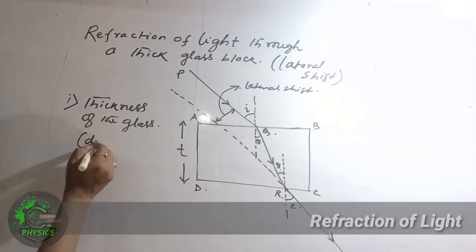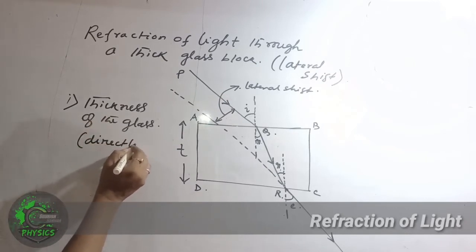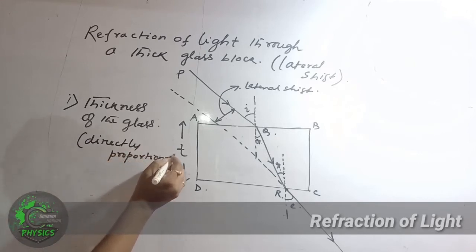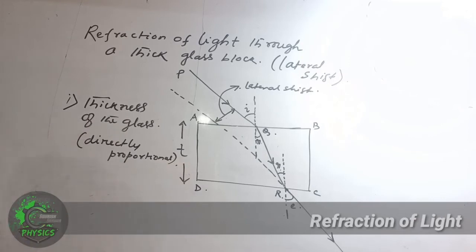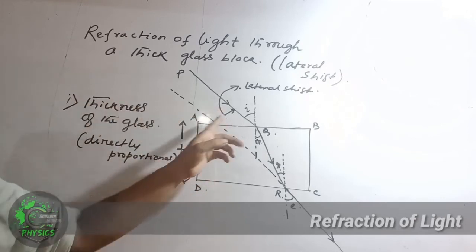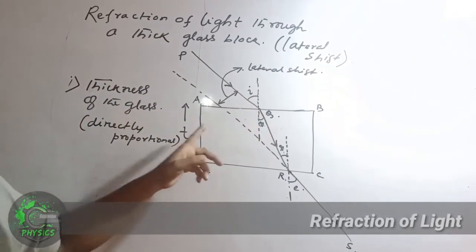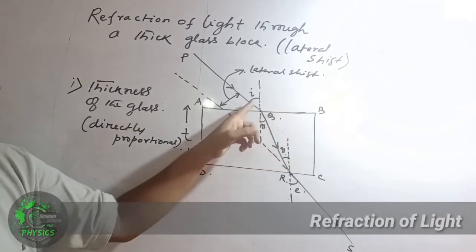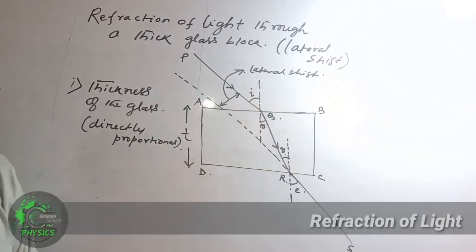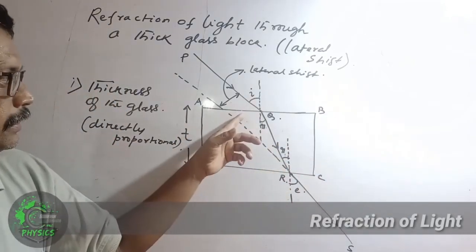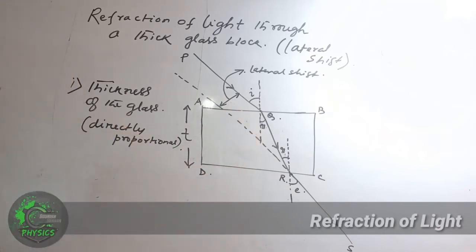So with thickness, how is it related? It is directly proportional to the thickness of the glass slab. The larger the thickness, the more will be the lateral shift for any given angle of incidence. For example, if you measure the lateral shift for this glass slab with angle of incidence 30 degrees, and you take another glass slab with the same angle of incidence 30 degrees, if the thickness of the glass slab is double, you will find that the lateral shift also increases.